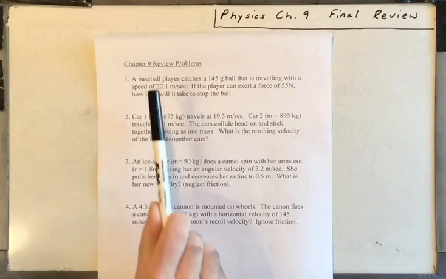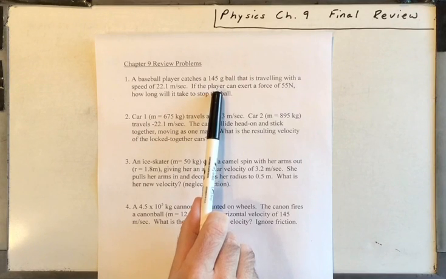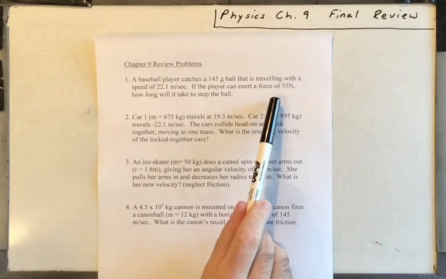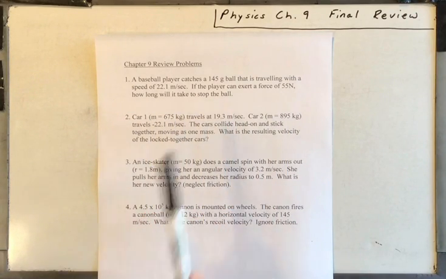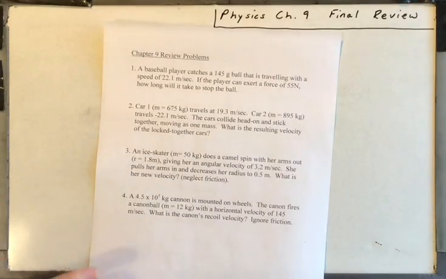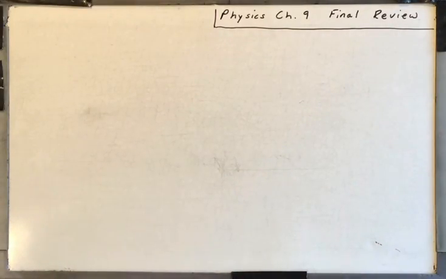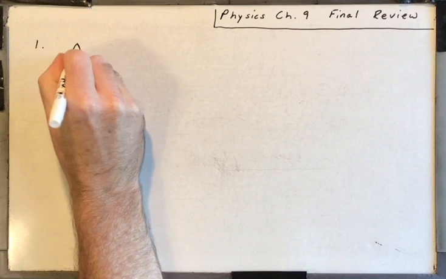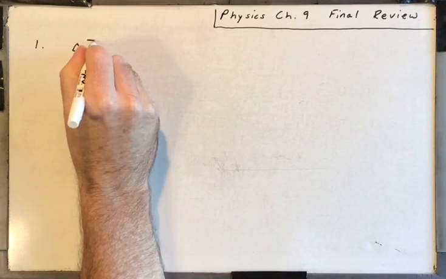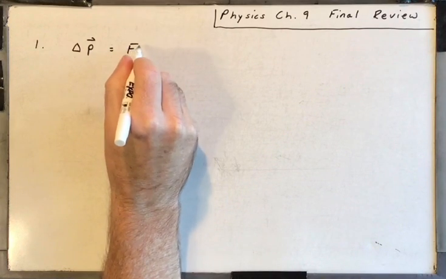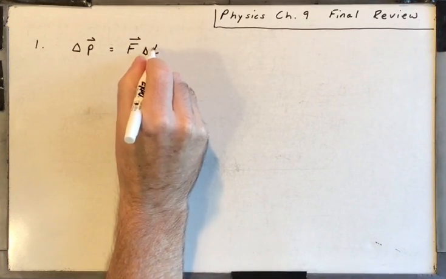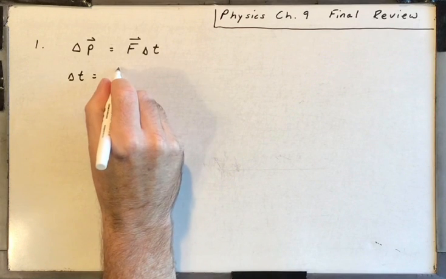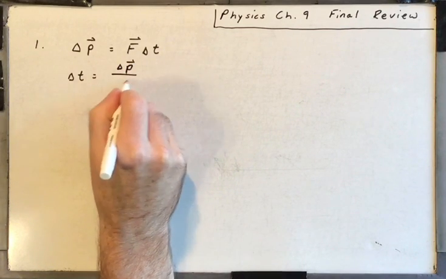Chapter 9 says a baseball player catches a 145 gram ball traveling with a speed of 22.1 meters a second. If the player can exert a force of 55 newtons, how long will it take to stop the ball? Anytime you have a Chapter 9 problem that says how long, you've got to use the one equation that has time in it. That's the impulse equation. Change in momentum is equal to the force times the change in time. So we're solving for time, so delta t is going to be the change in momentum over the force.